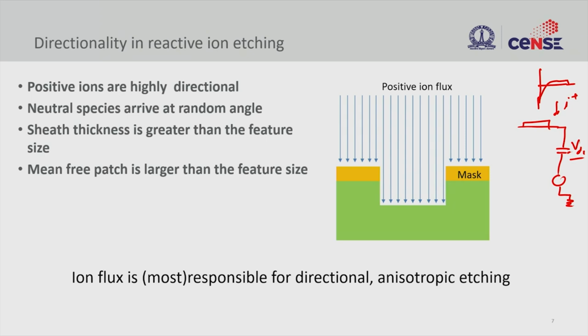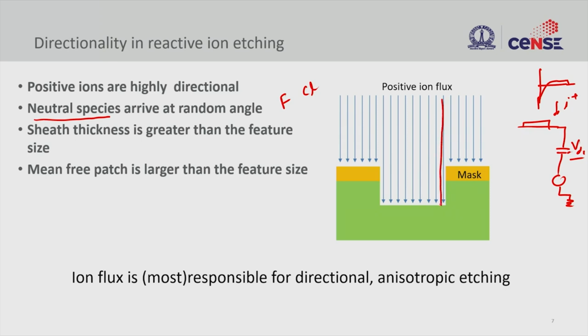But the important thing is the neutral species are the ones involved in the reaction. You have this fluorine, the chlorine; they are the neutral species that are involved in the reaction, but you cannot control their movement because of their neutral nature. But the positive ions could be controlled by applying this field, and that is the main property here.